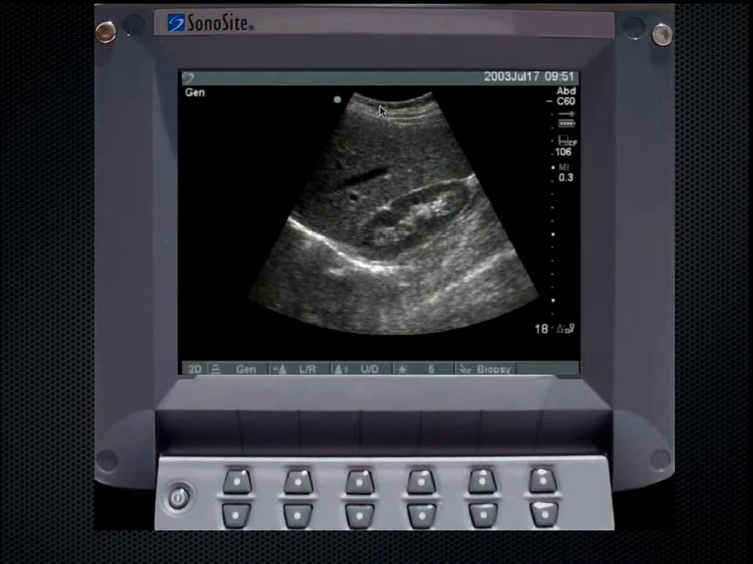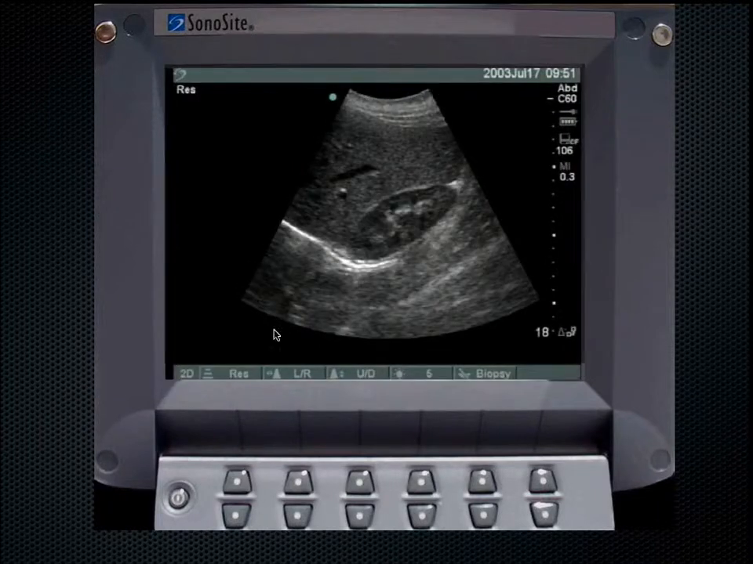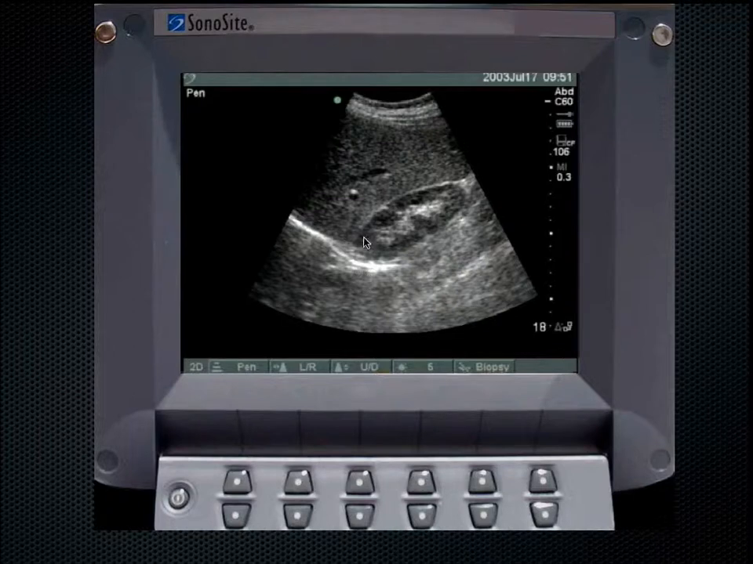Now, as this image illustrates Morrison's pouch, this is the liver here, this is the kidney here, okay, and this is the diaphragm over here. The interface between the kidney and the liver is called Morrison's pouch. Now, when I go from the general mode, I push this button here. It's going to toggle it up to the resolution mode. I don't know if you could tell, but the dots got a little bit closer together. Things got a little bit more resolute. And similarly, if I hit this button again and go down to the penetration mode, things got more pixelated and just a little bit more spread out.